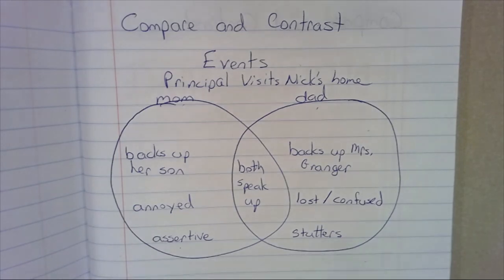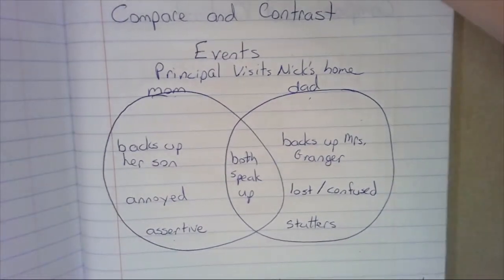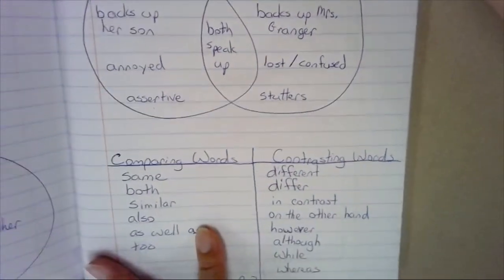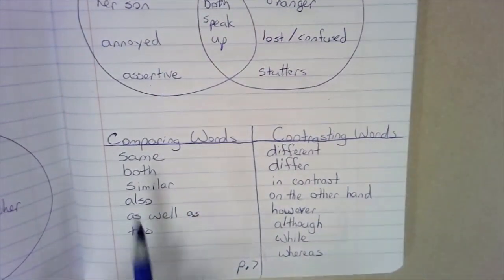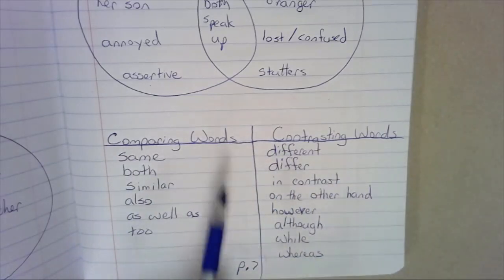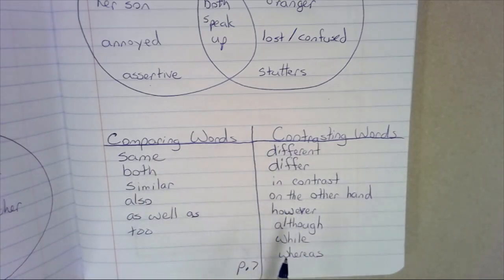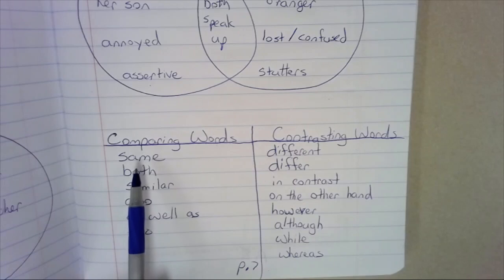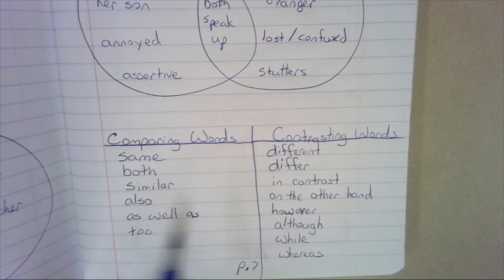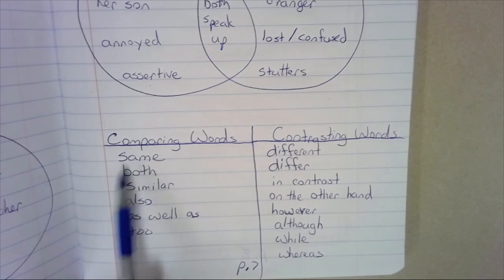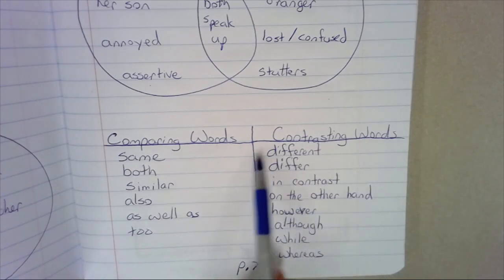All right, now at the bottom of page 7, you're going to make a chart comparing words and contrasting words. Line down the middle. Write down all the comparing words and write down all the contrasting words. Comparing is how you tell that things are the same. Okay, so some words when you're reading something that might tell you how things are the same, or if you are ever asked to write a comparison, you need to use words like this: both, same, similar, also, as well as, and to.